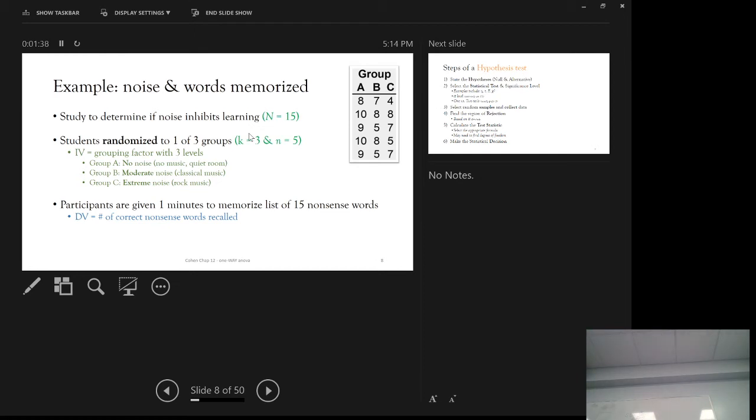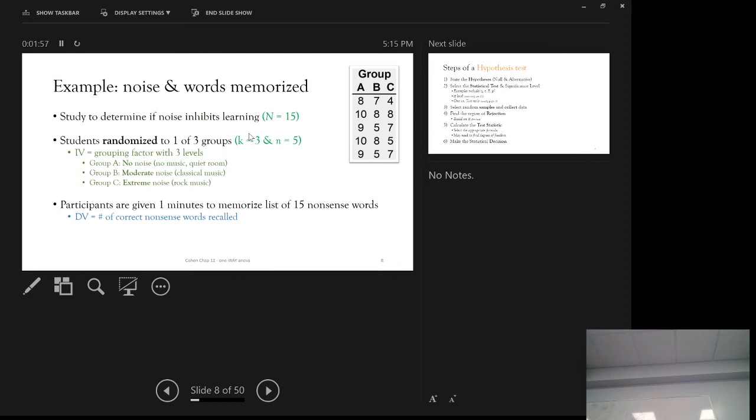Eyeball test. What do you think? Does music make a difference? Yeah? Yeah. How so? Looks like Group A with no noise has higher numbers.